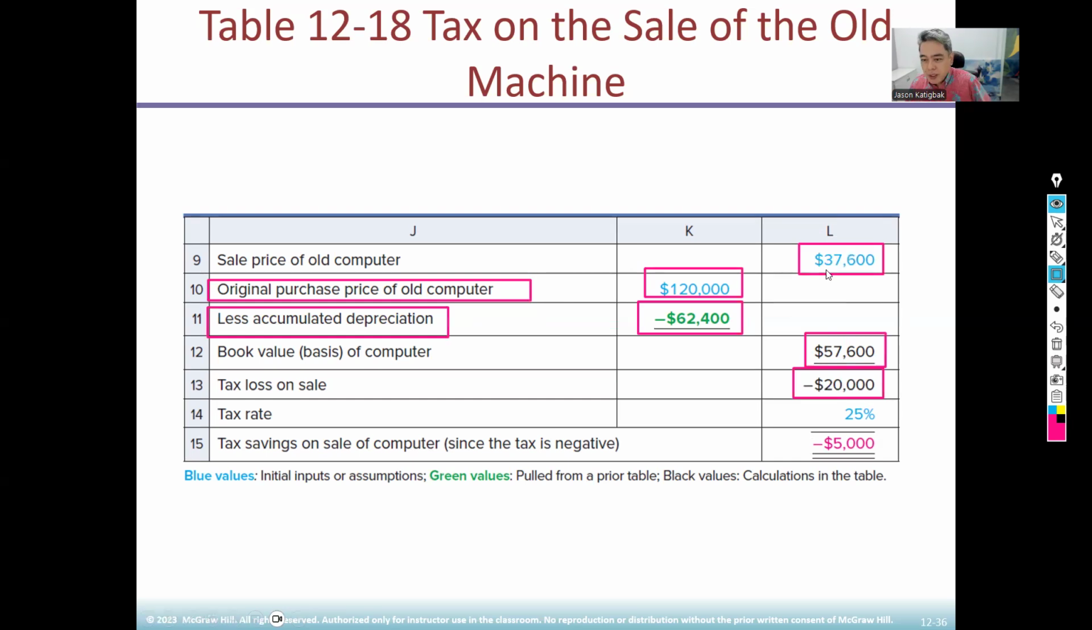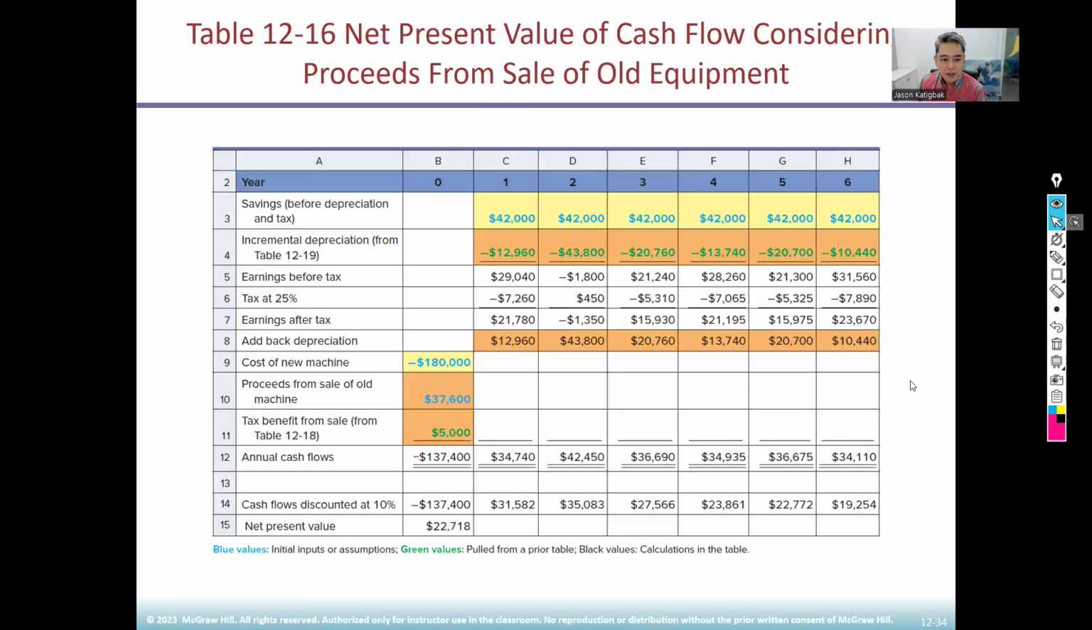Why is it a loss? Your book value is 57,600, but your proceeds is actually 37,600, so you're losing by 20,000, negative. It will mean that that tax loss is deductible. You multiply it by 25%, then it will be a tax deductible amount since it's negative, right? And that's why it is actually here, a negative amount. Negative amount because it's a loss, but because it's helping you save on your taxes, we are considering it as a positive amount because it's a savings.